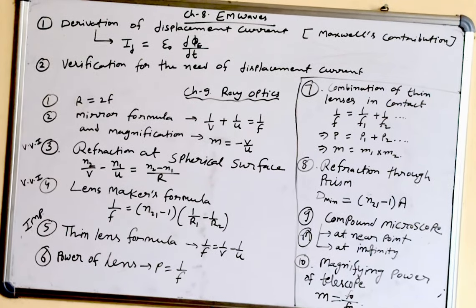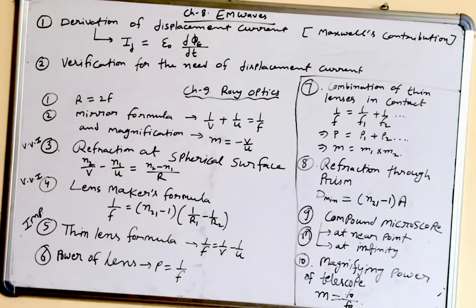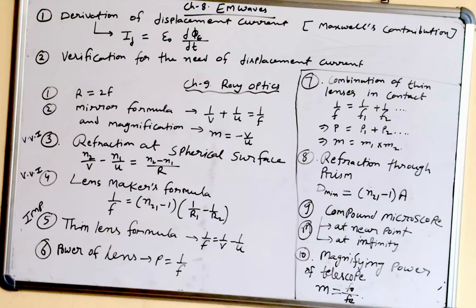Important derivation for chapter 8, electromagnetic waves. Displacement current I_D is equal to epsilon naught times d phi upon dt, where phi is the electric flux. And the second derivation is verification for the need of displacement current. Now come to chapter 9.